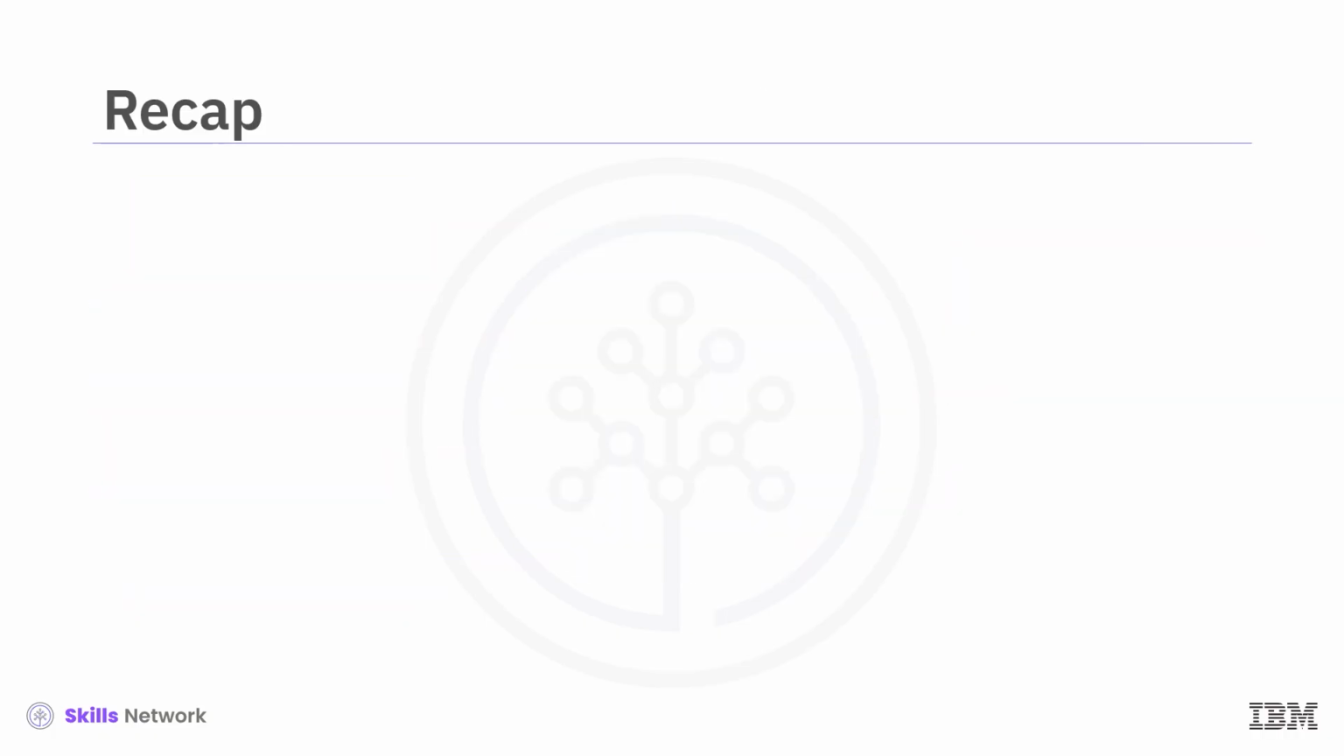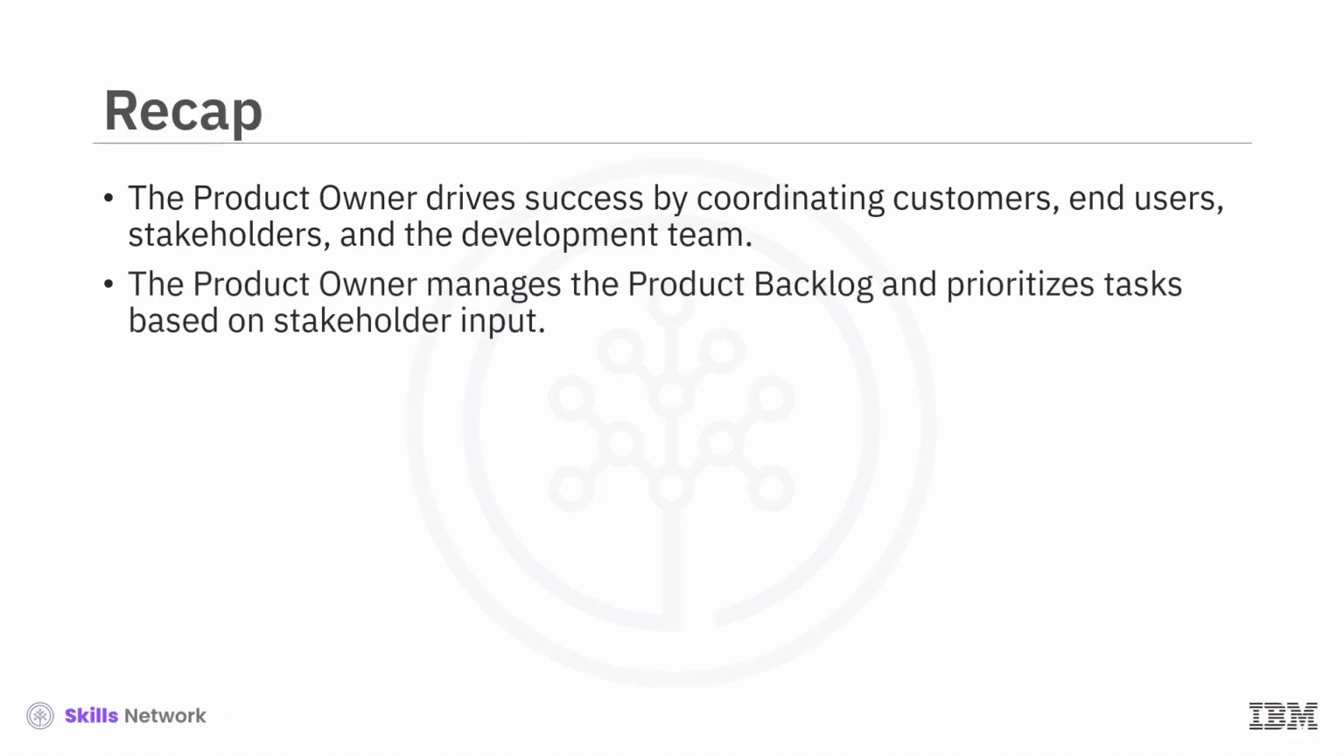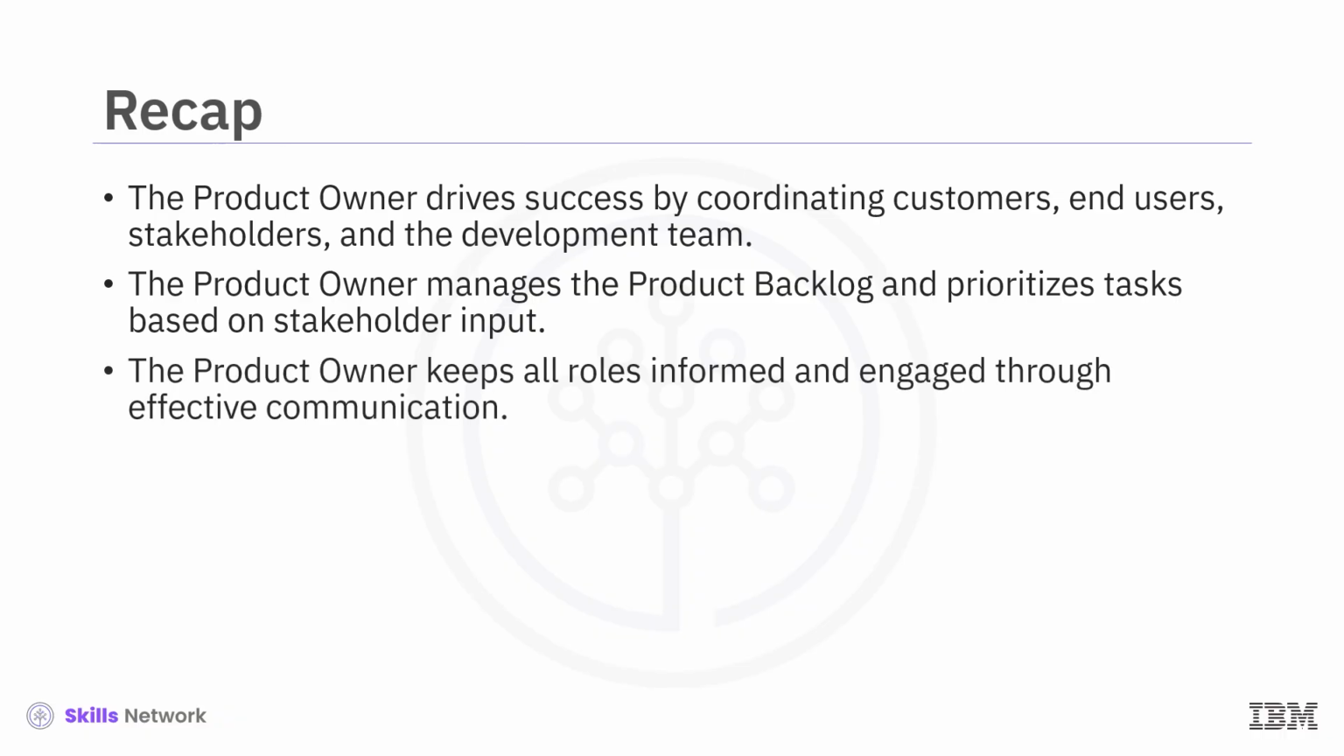In this video, you learned that the product owner drives prioritization and success by coordinating the efforts of customers, end users, key stakeholders, and the development team. The product owner serves as the central link between all parties, managing the product backlog and prioritizing tasks based on input from stakeholders. The product owner ensures all roles stay informed and engaged throughout the project through effective communication.